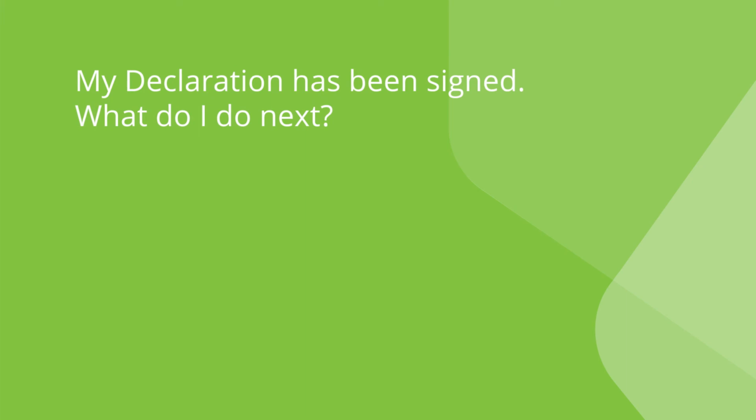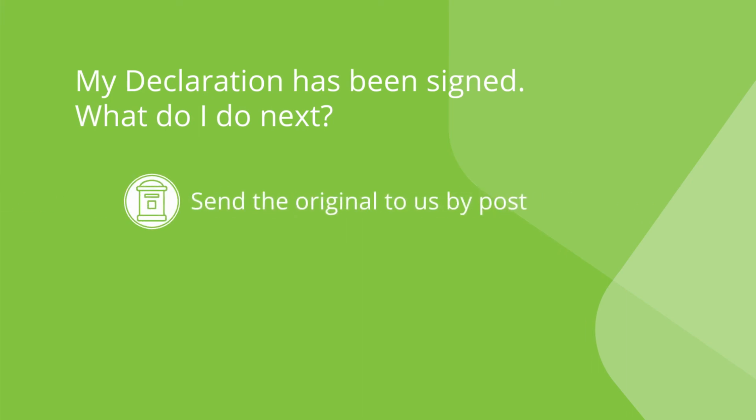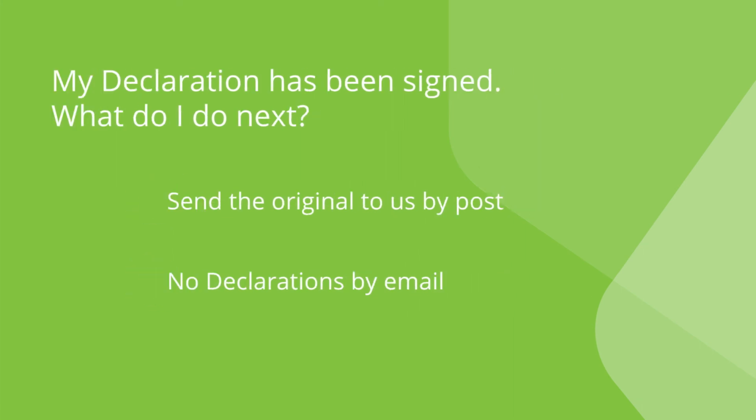Once your declaration has been signed, please send the original to us by post. We recommend using a sign-for service to make sure we've received it. The address to send your statutory declaration to is on the form. Unfortunately, we can't accept declarations by email. It's a legal requirement for us to receive the original signed form, so we can't accept photocopies or scanned documents.